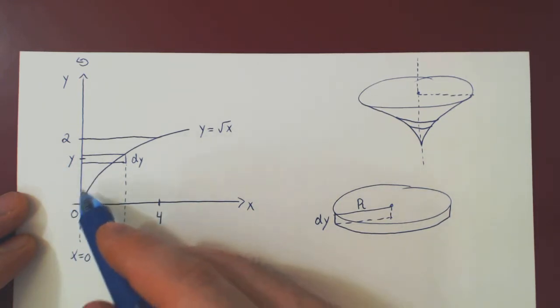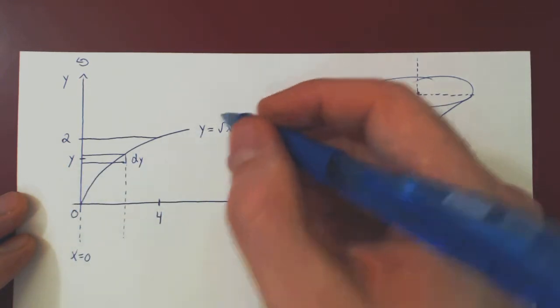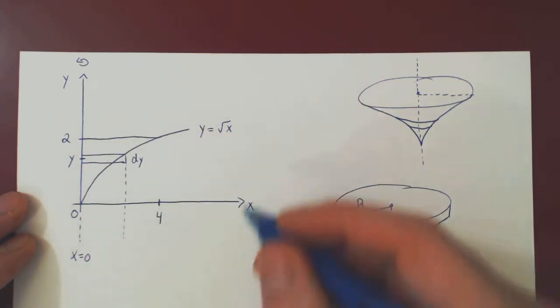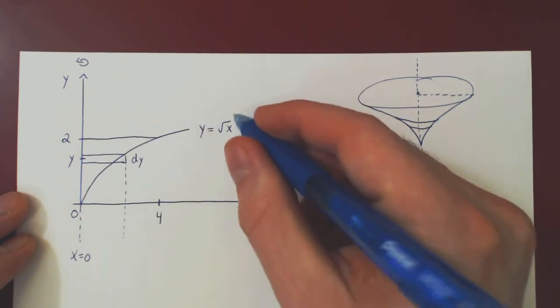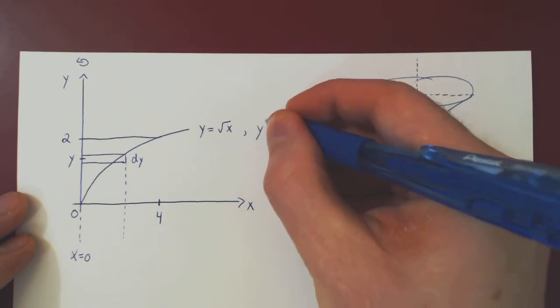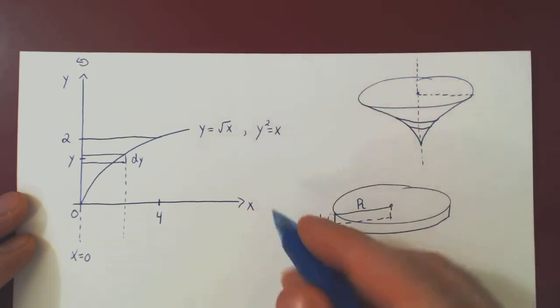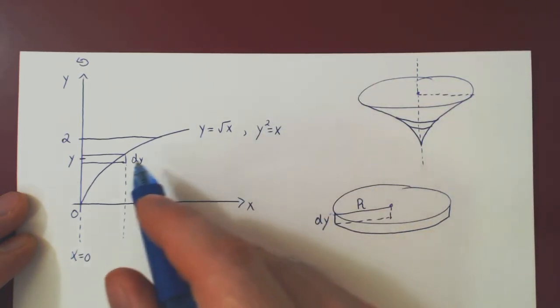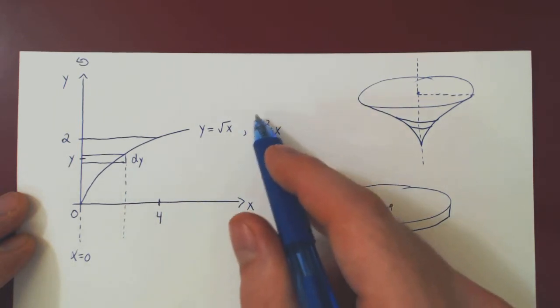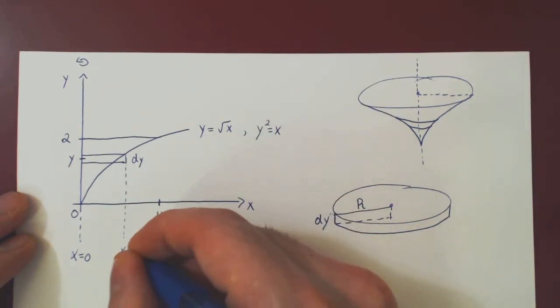Well, on the curve y is the root of x, as we are in the first quadrant, everything is positive. So if you square both sides, of course, you'll get that y squared is equal to x. So the x value at this point as a function of y is simply y squared.